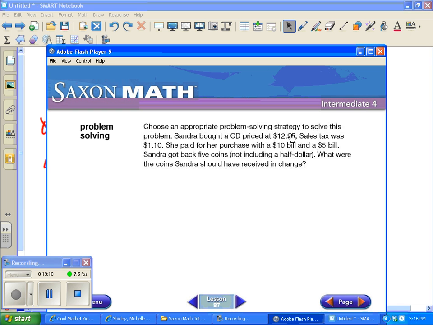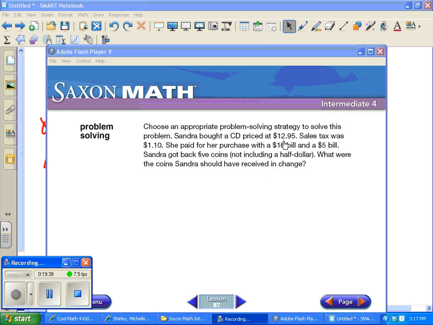Sandra bought a CD priced at $12.95. Sales tax was $1.10. She paid for her purchase with a $10 bill and a $5 bill. Sandra got back 5 coins, not including a $50, okay, just starting with quarters as the largest. What were the coins Sandra should have received in change? So let's do $12.95 plus $1.10.